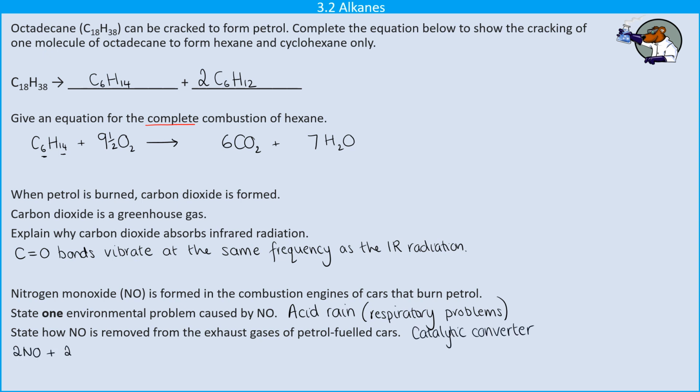So in the catalytic converter, we're reacting together 2 moles of nitrogen monoxide with 2 moles of carbon monoxide to produce nitrogen and carbon dioxide.